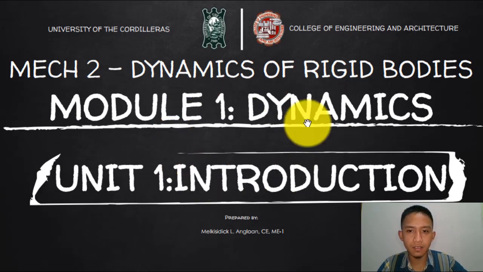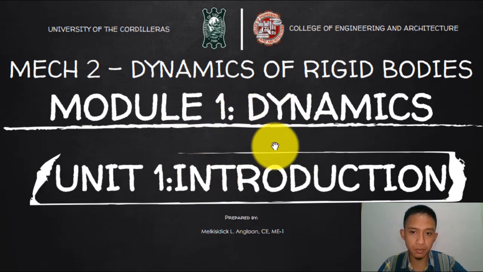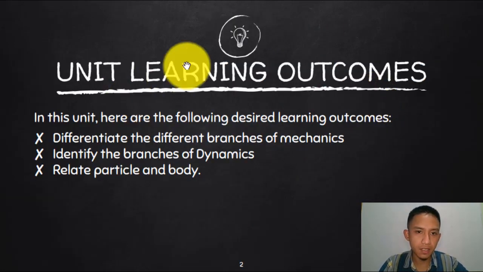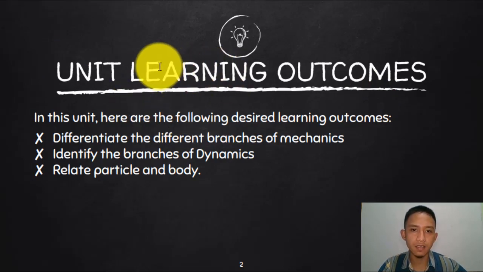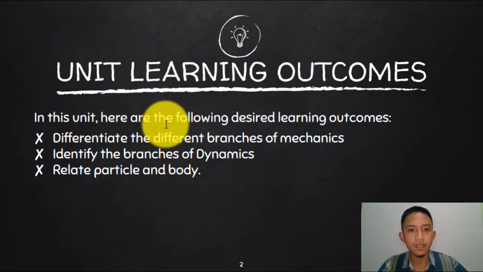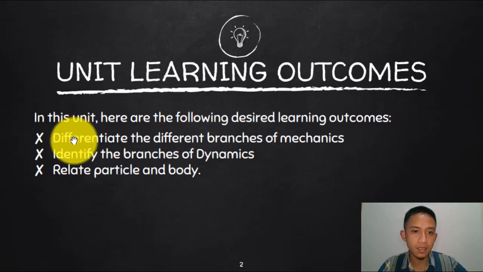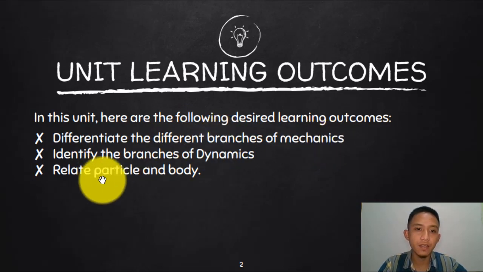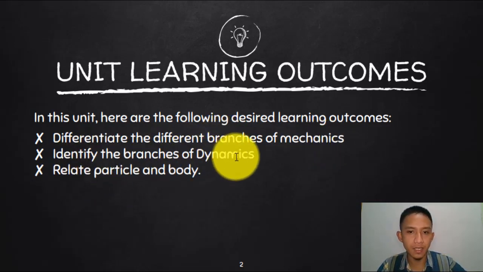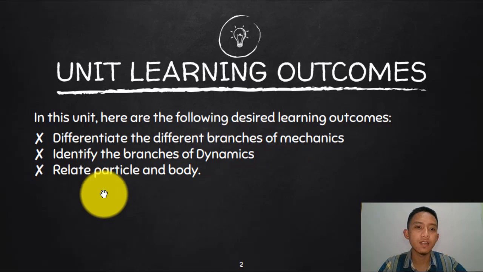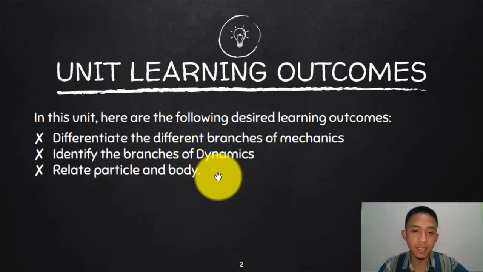In Unit 1, I will be introducing you to the branches of mechanics, where your dynamics is found. In this unit, we will have the following desired learning outcomes. We are going to differentiate the different branches of mechanics and then identify the branches of dynamics. As I said a while ago, dynamics is a branch of mechanics. We will see that later on. And then relate particle and body. What is a particle and what is a body?